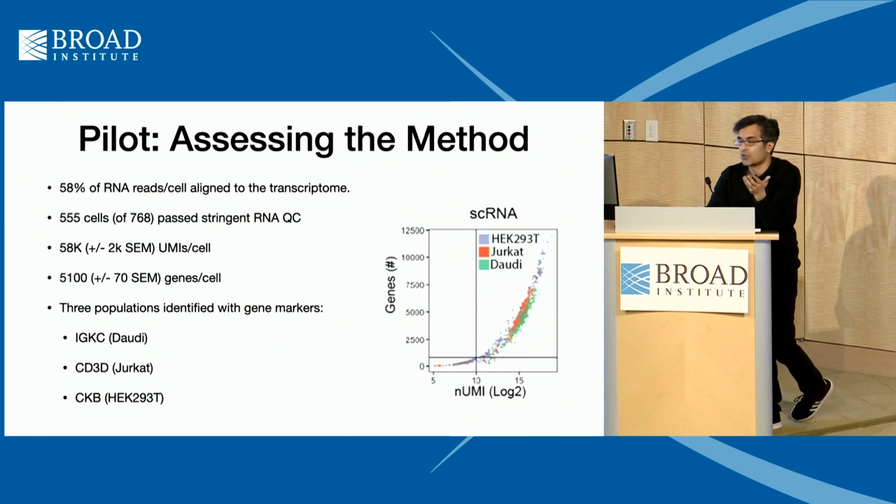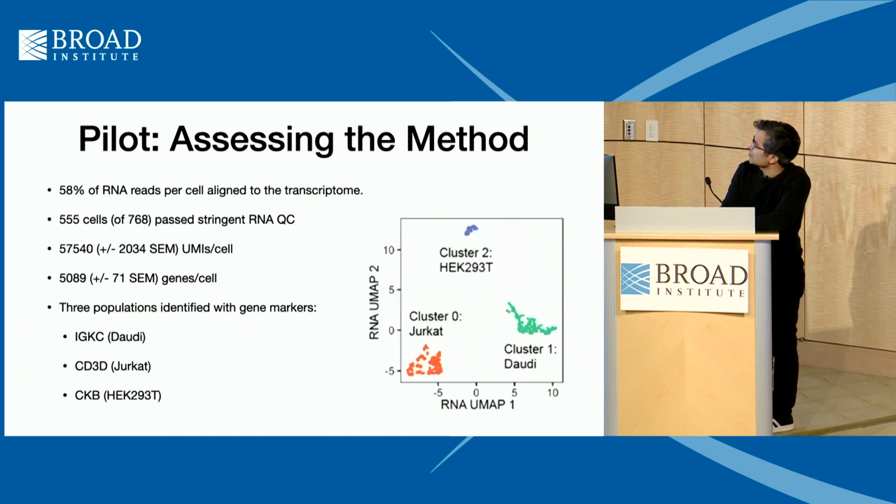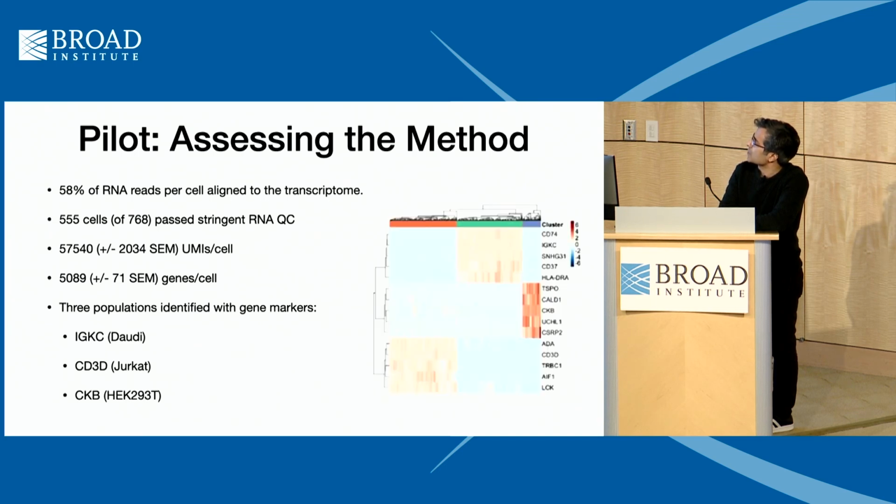It gave us data that was pretty comparable to what you'd get out of a 10x run. About 58% of the RNA reads mapped to cells. 555 of the 768 cells passed stringent RNA QC. We got about 50,000 UMIs per cell, capturing about 5,100 genes on average. And you can see the distribution on the right here. And when you cluster, you get these 3 very clean clusters capturing the original cell lines that you put in.